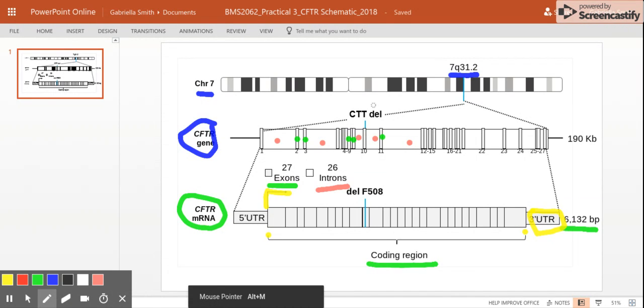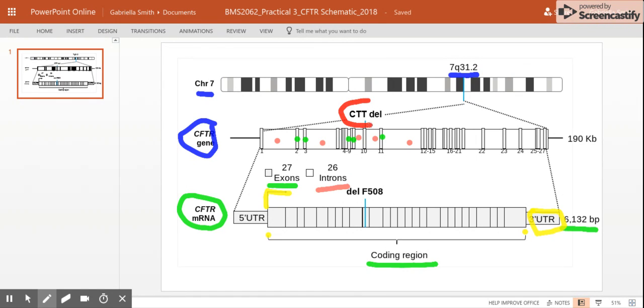If I draw your attention to this label here, the CTT del, this indicates a deletion, which is also at this position here on the mRNA. And this deletion is only 3 nucleotides, so a C, a T, and a T. And when you look at that in comparison to the length of the coding region, 6,132 base pairs, it doesn't seem like much at all.